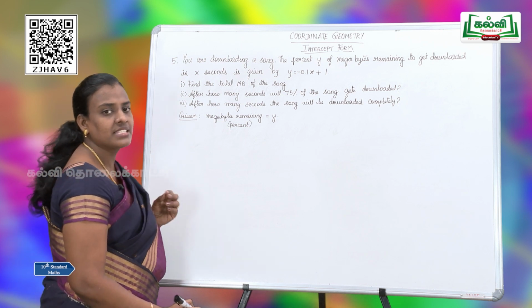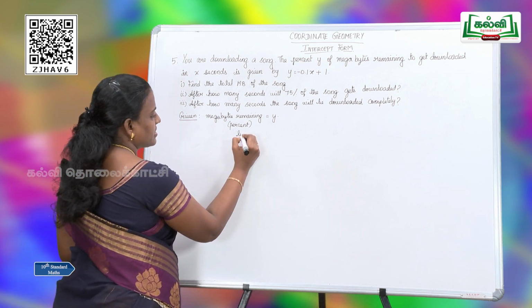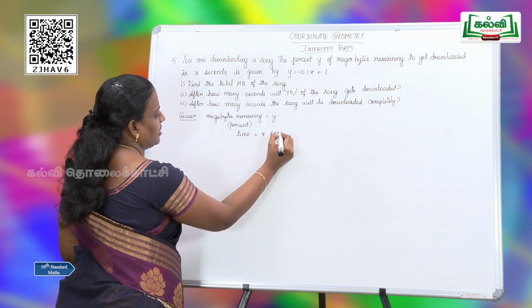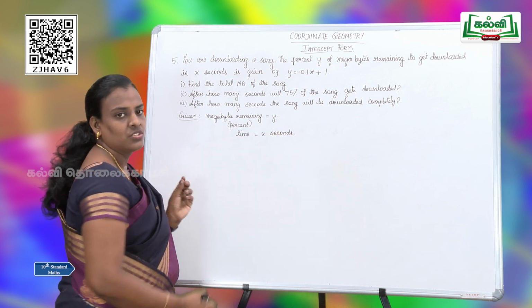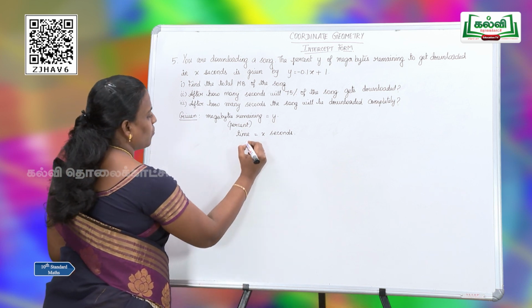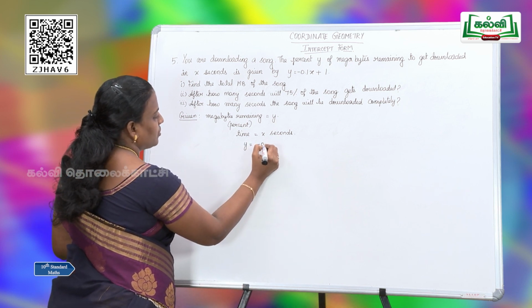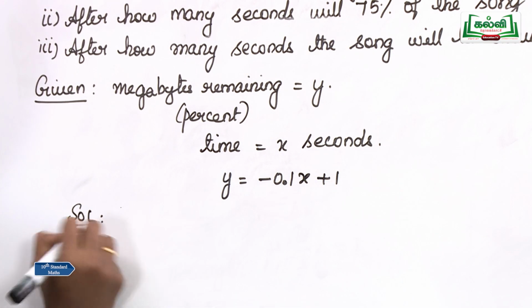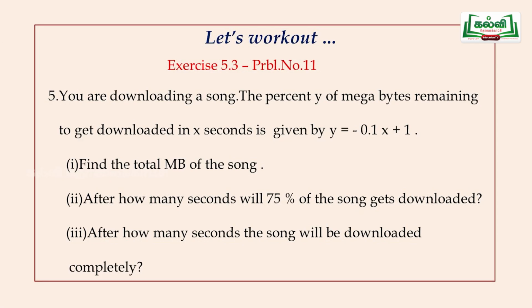So, what do you mean by x seconds? The time is x. This is given in seconds. So, I need to find certain things and y is given as minus 0.1x plus 1. So, I am going to solve. So, the first part. Now, what is the first part?